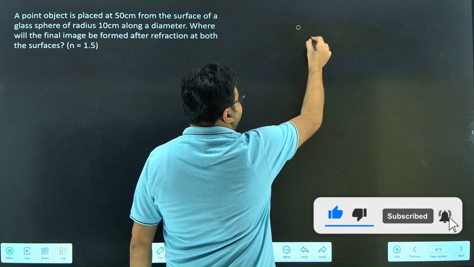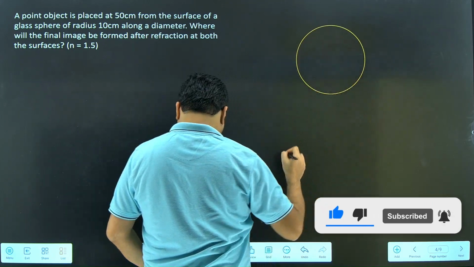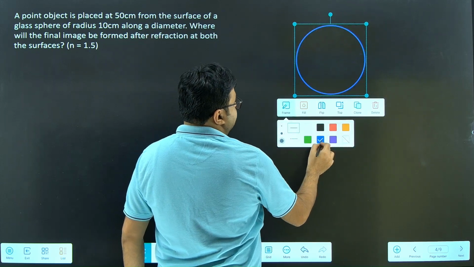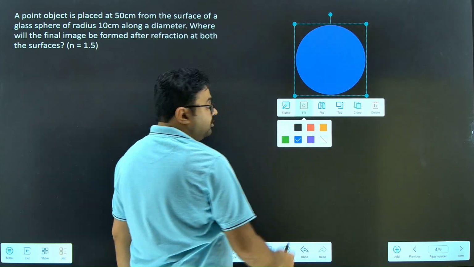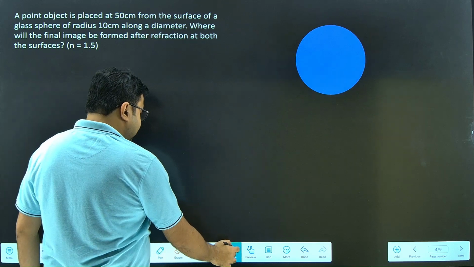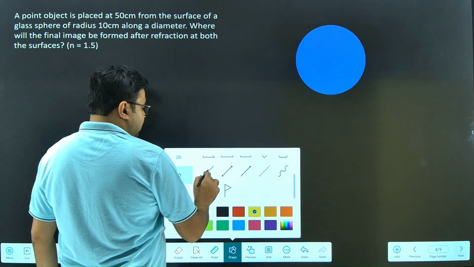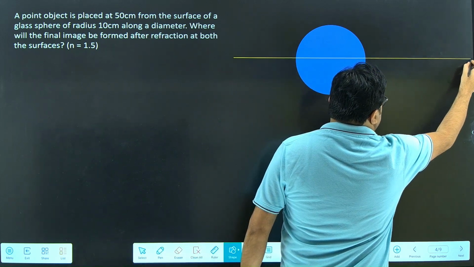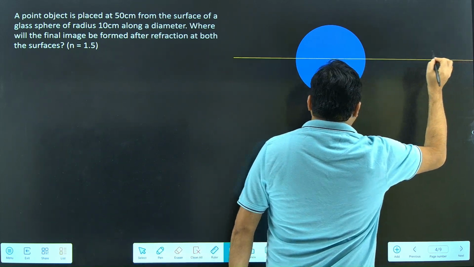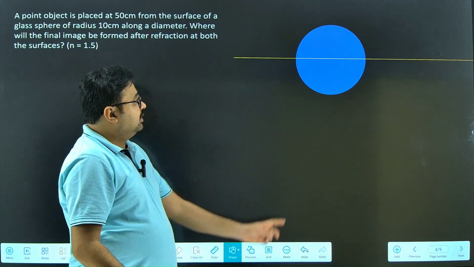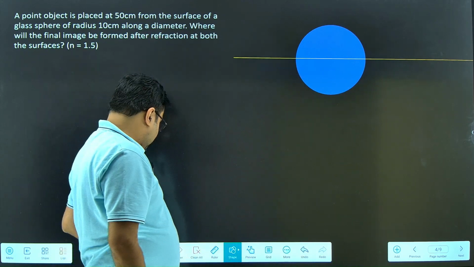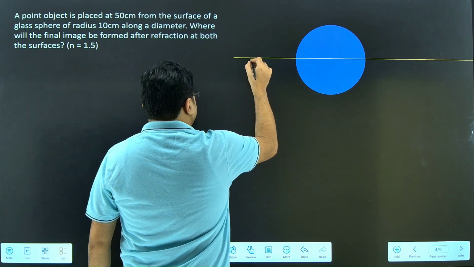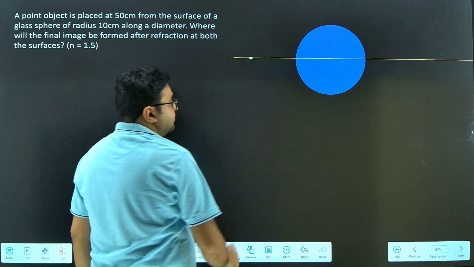First, there is a sphere. Let's assume that this, my dear friends, is the sphere and I shall paint it blue. And then we will draw the principal axis. Let's say that this line is the principal axis. It also forms the diameter as a part of this line. Going further, you can choose an object somewhere here. Let's say there is an object out here.